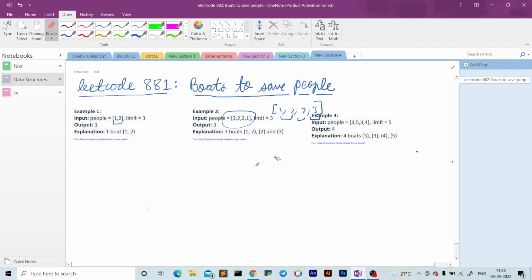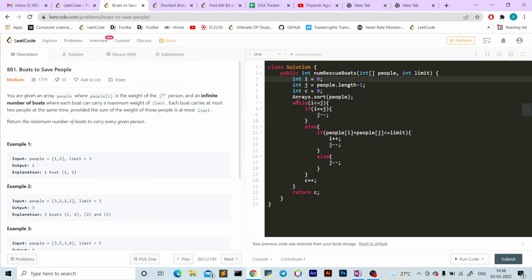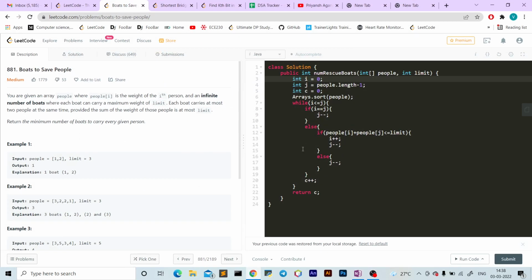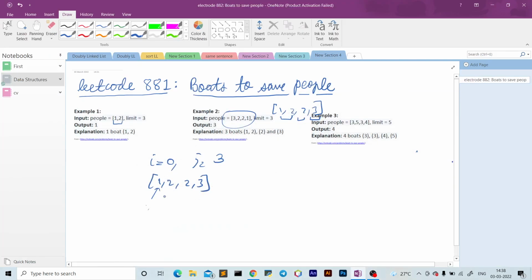Now if I explain it through the code also, what I am doing is applying the two pointer approach. So the ith index is 0 and the jth index is, for this example, 3, and then I am sorting the array, so it would be 1 2 2 3. Now currently i is not equal to j, so it will check this and this.